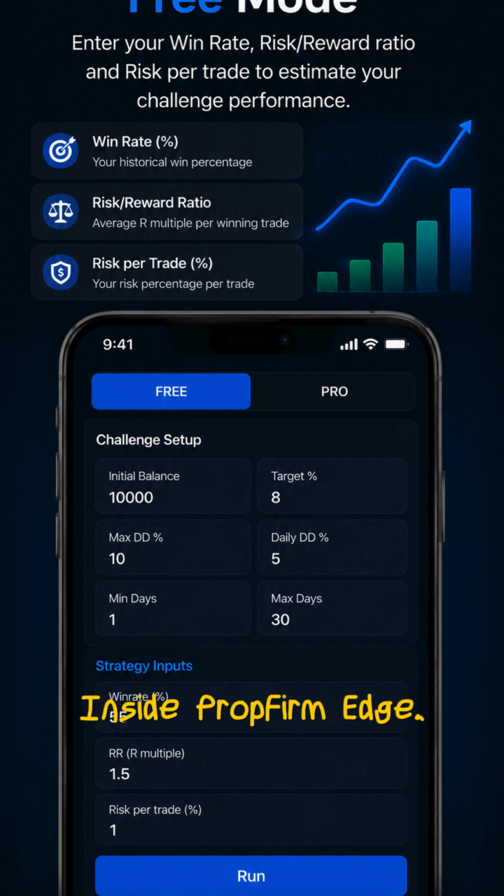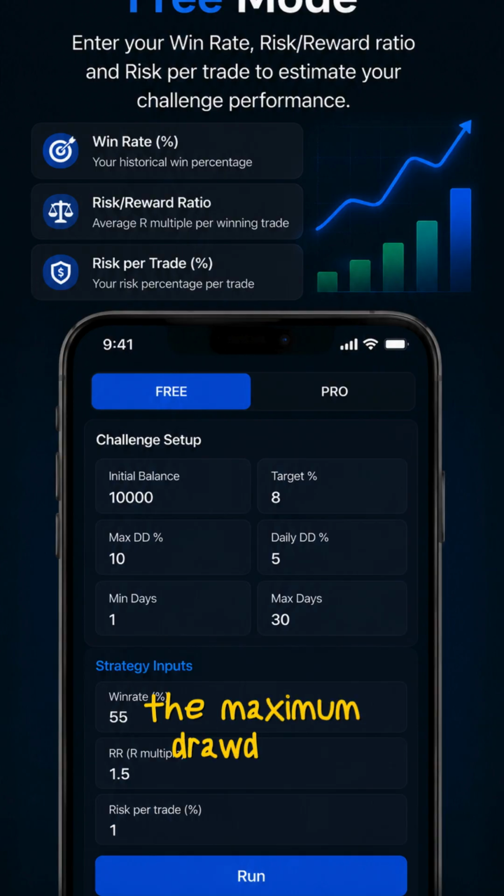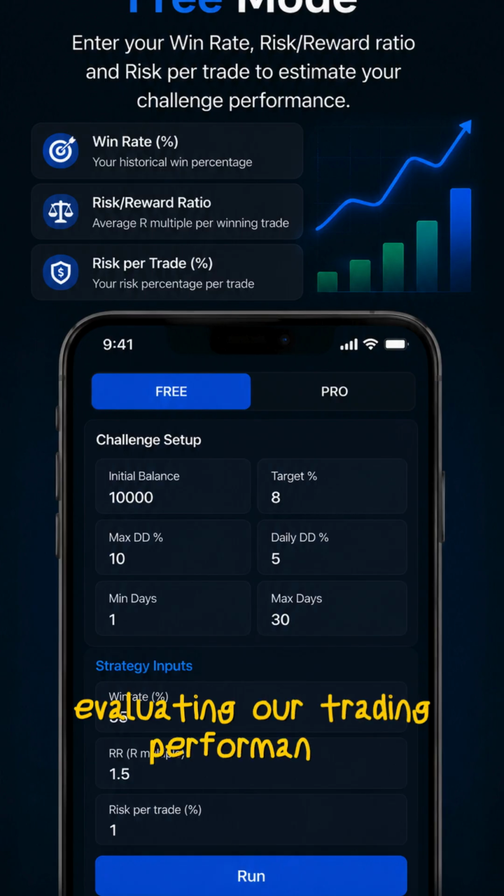Inside PropFirm Edge, we can configure all of these challenge parameters. We can define the starting balance, the profit target, the maximum drawdown, the daily drawdown, and the minimum or maximum trading days. Once the challenge is configured, we can start evaluating our trading performance.